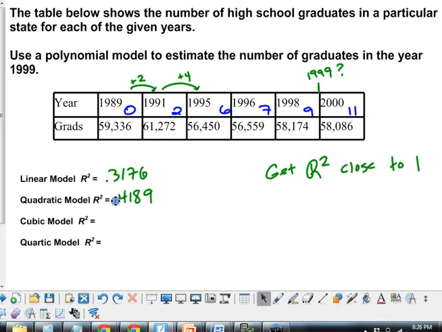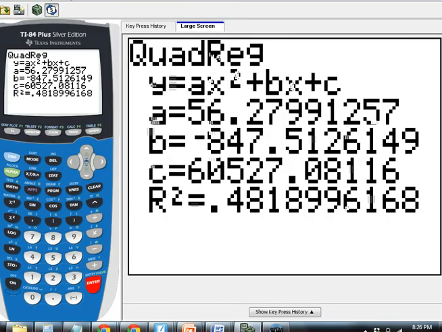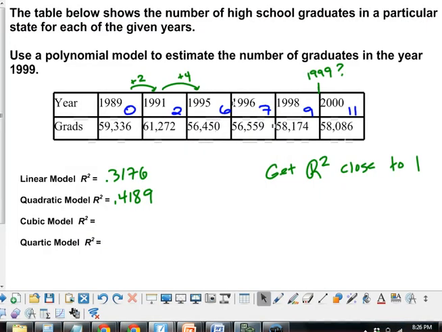So let's list that off, 0.4189. Is that right? It was 4819, wasn't it? Okay, let me fix that real quickly. 4819. All right.